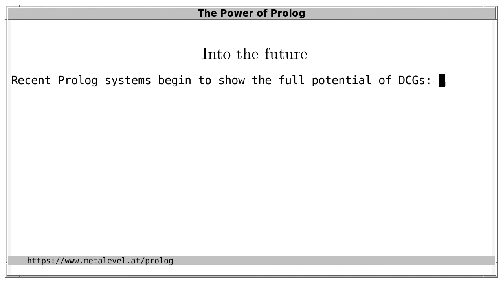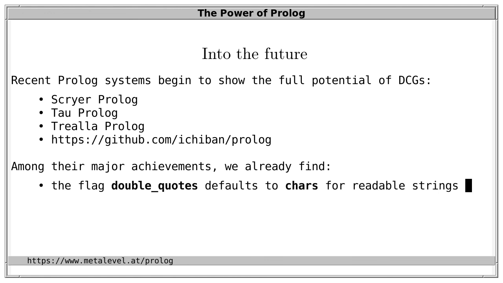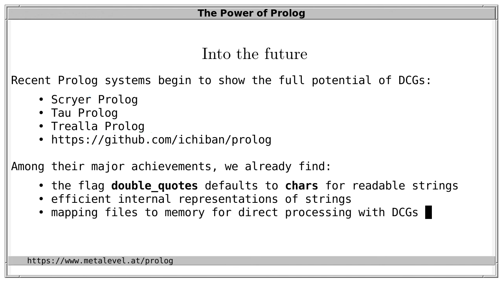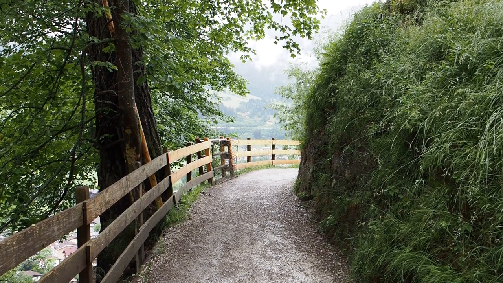Yet, and somewhat surprisingly, the full potential of DCGs is only now becoming apparent, with the most recent Prolog systems, especially Scryer, Tau, Trealla, and Ichiban Prolog. The key innovations of these systems are that double quotes is set to chars by default already, so that we can write strings very readably. This is the case in all these systems. Some of these systems implement a very efficient internal representation of strings, in particular Scryer Prolog and Trealla Prolog already have this, and one of these systems even supports mapping files to memory for direct processing with DCGs, namely Trealla Prolog. And we of course hope that in the future, more Prolog systems will follow the example of these systems and also implement these features.